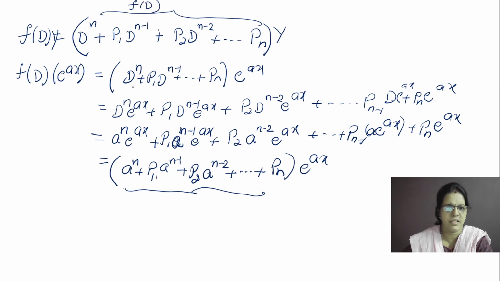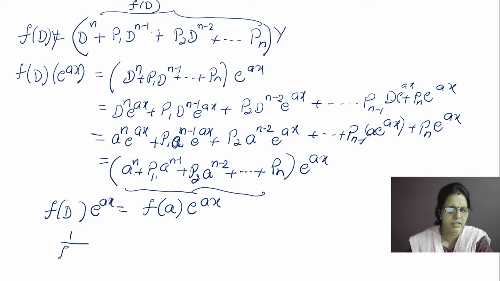We can see that in place of D we have a throughout the terms. So if this is f of D, this is nothing but f of a, D is replaced by a, f of a into e power ax. So now we got f of D e power ax equal to f of a into e power ax.